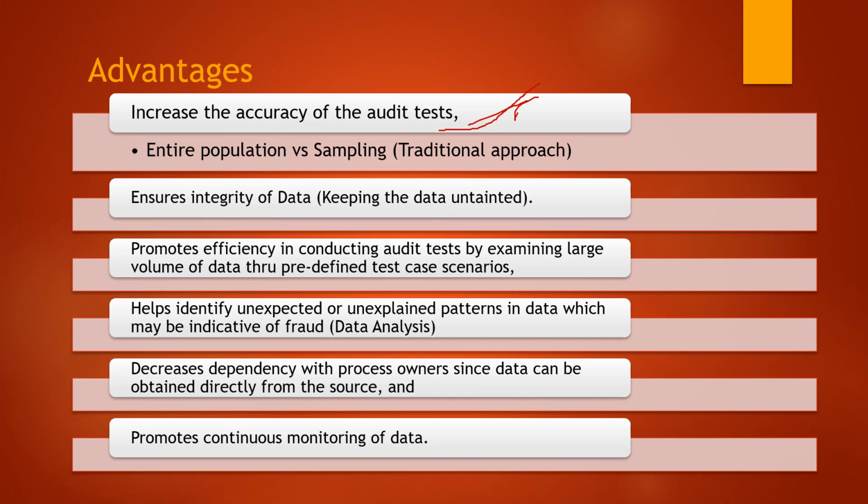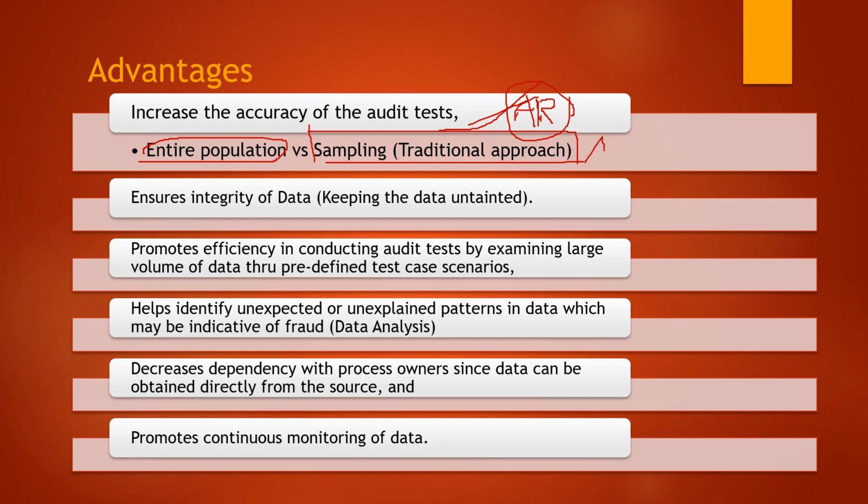For example, you are testing the accounts receivable. Okay? You look at the aging of the accounts receivable. So it can be used for the entire population, versus the traditional sampling approach. Usually we use sampling because we cannot audit the entire population, but under CAATs, you can audit the entire population.